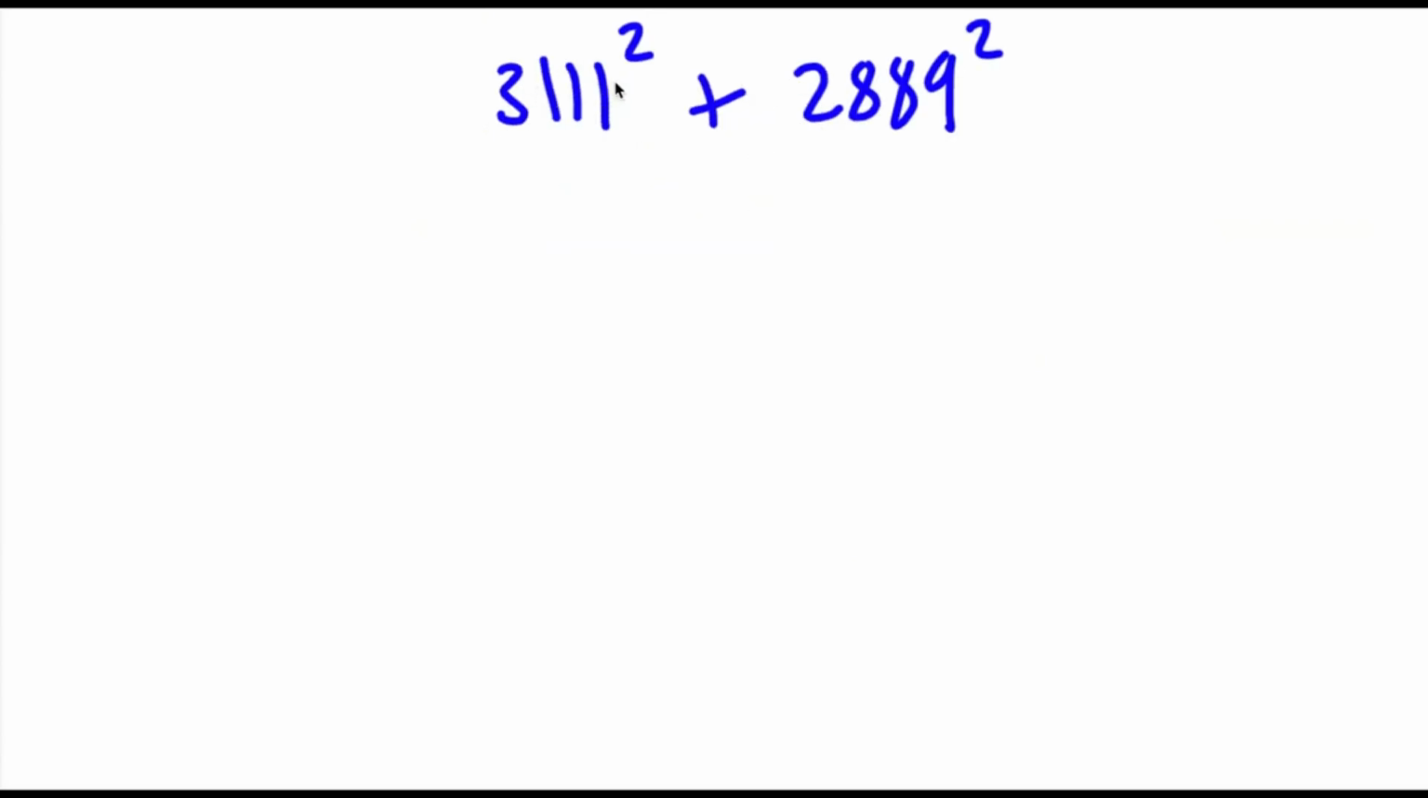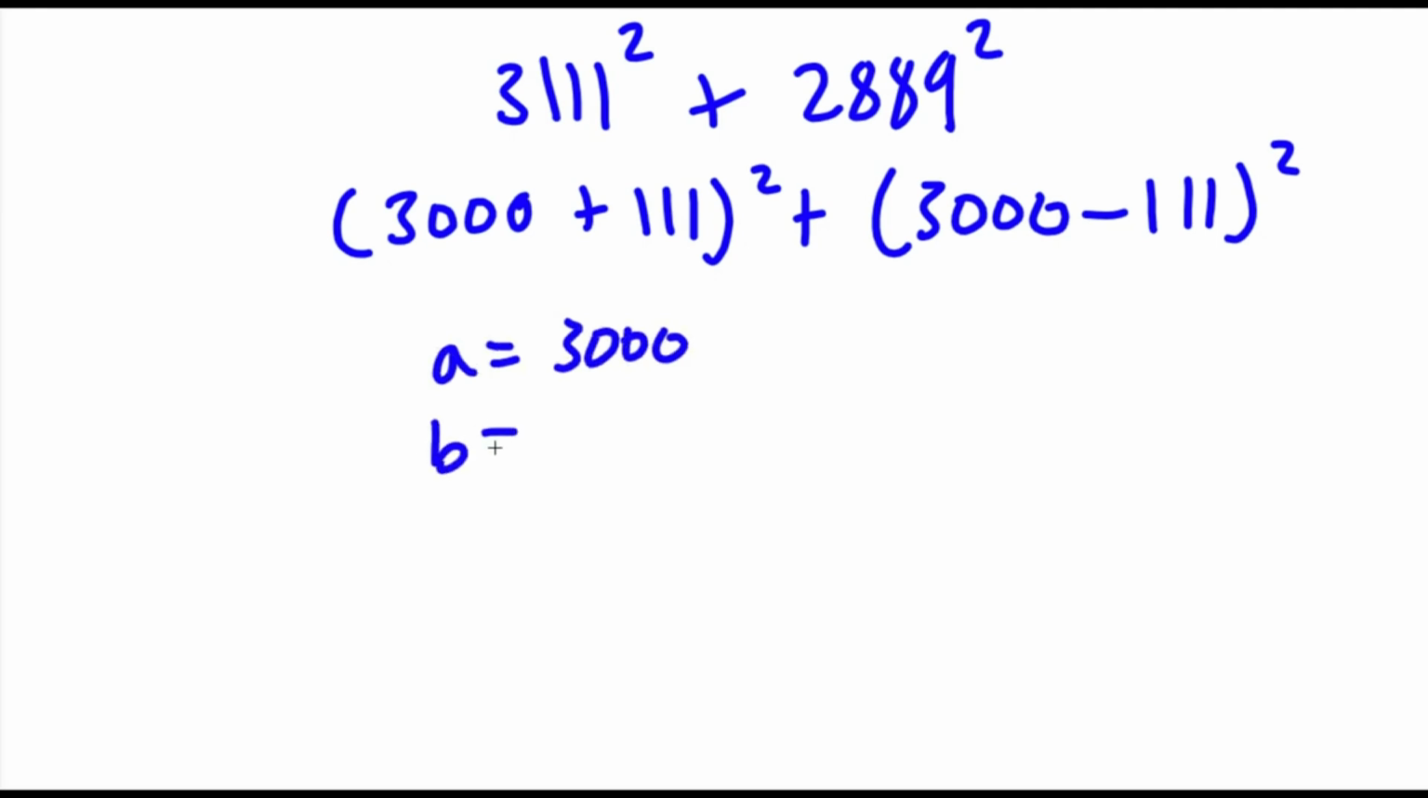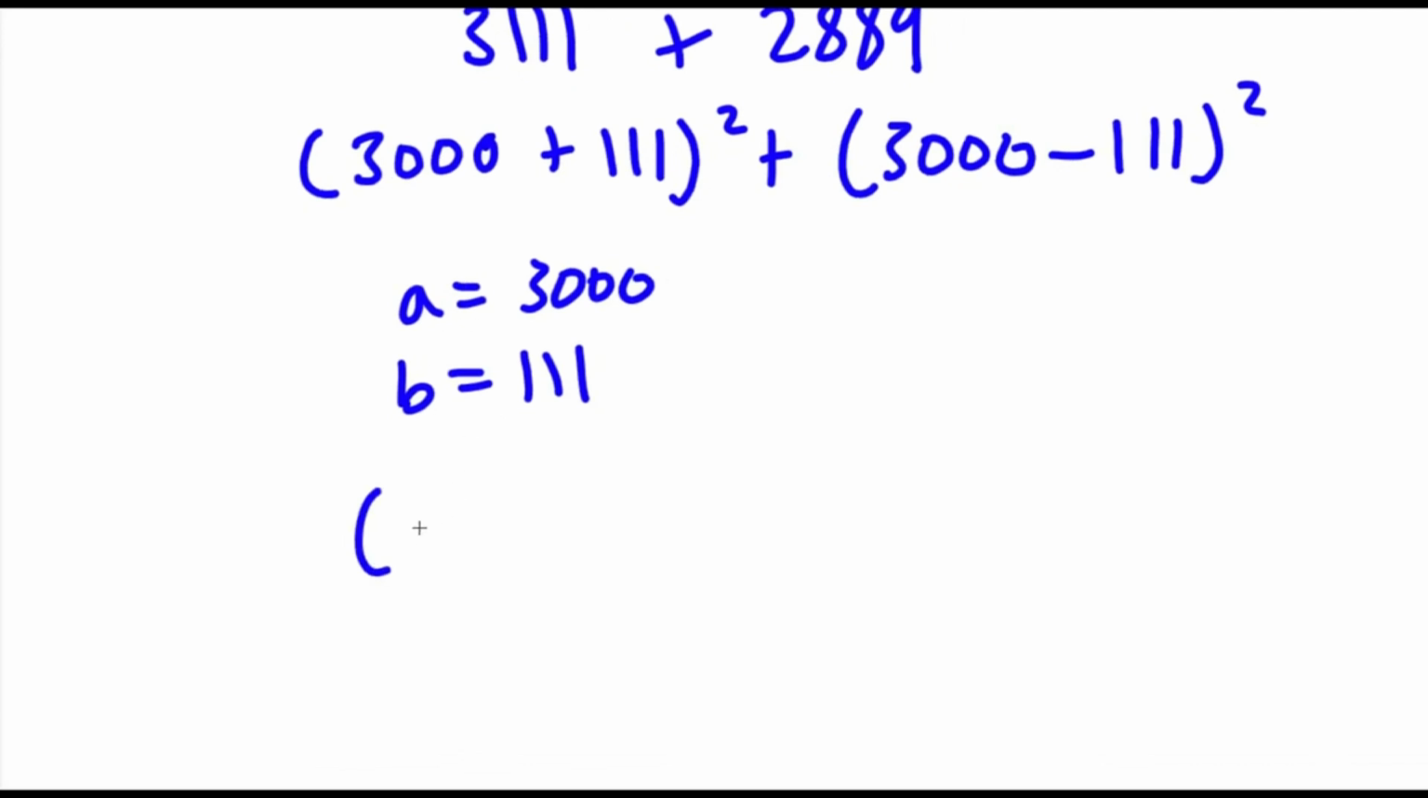Alright, so I have 3111 squared plus 2889 squared. Now the first thing I'm going to do is rewrite this as (3000 plus 111) squared plus (3000 minus 111) squared. Now I'm going to set a equal to 3000 and b equal to 111. So now, if I substitute these in, I get (a plus b) squared plus (a minus b) squared.